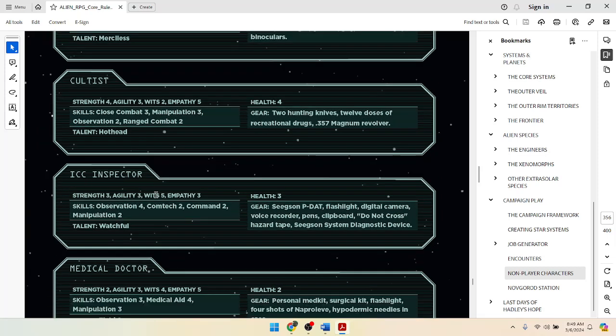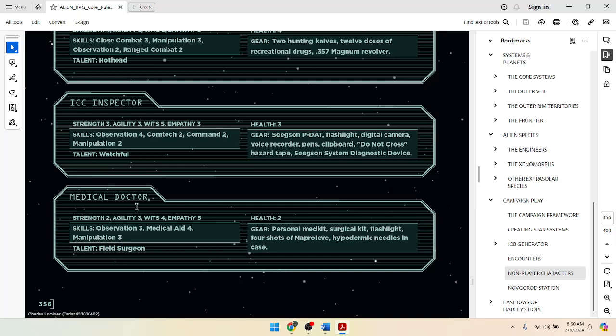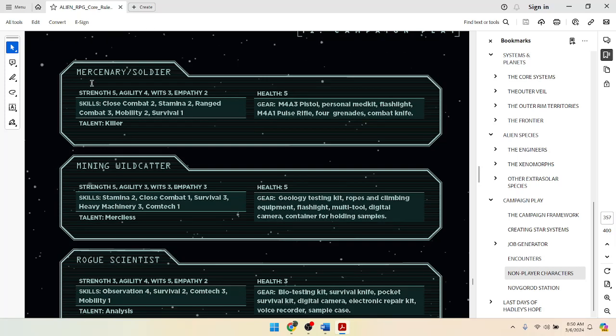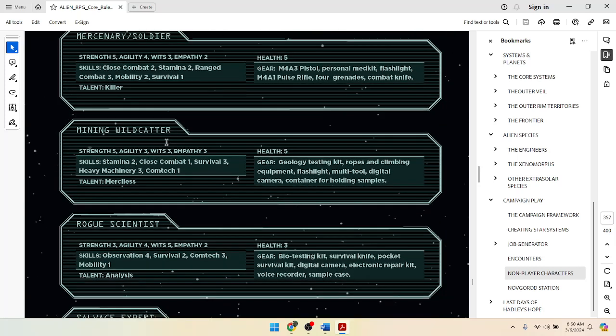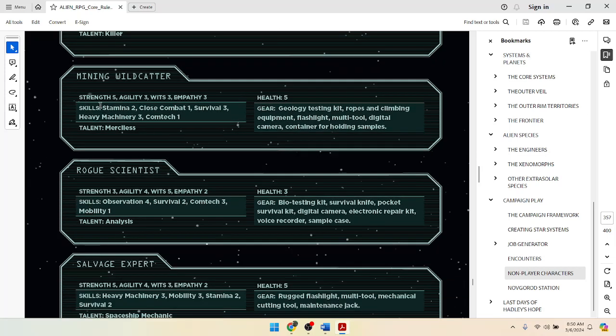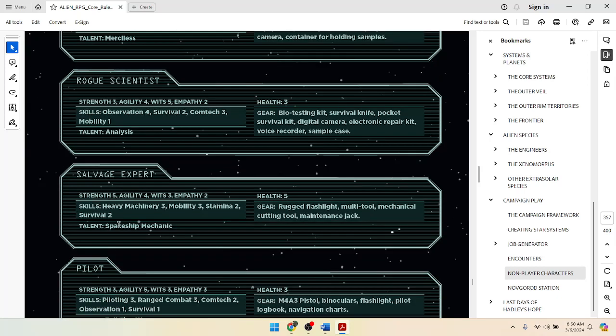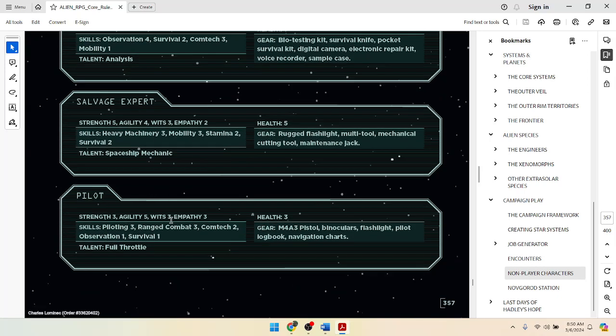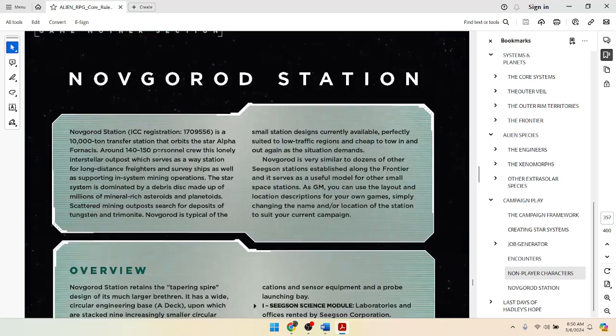ICC inspector, probably not. They're the ones who patrol the shipping lanes and make sure shipping is all done on the up and up. Definitely a medical doctor. We'll have one of those. Mercenary soldiers, yeah, maybe. Mining wildcatter, rogue scientist, maybe. Not a salvage expert. Probably not a pilot. It's a station, not a ship.